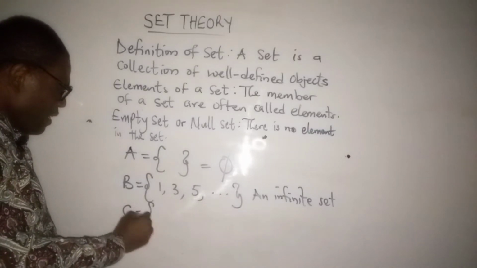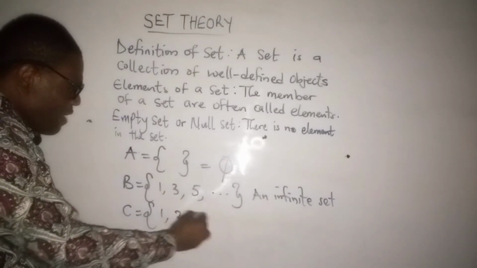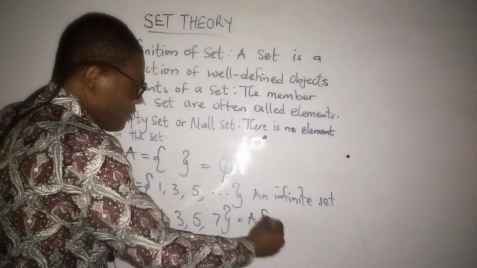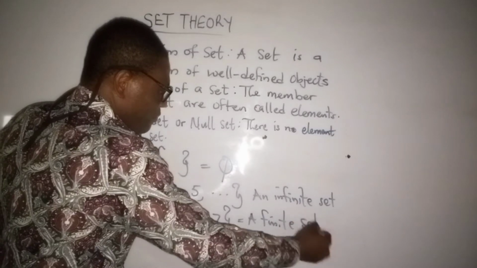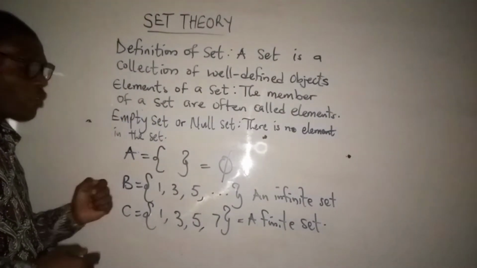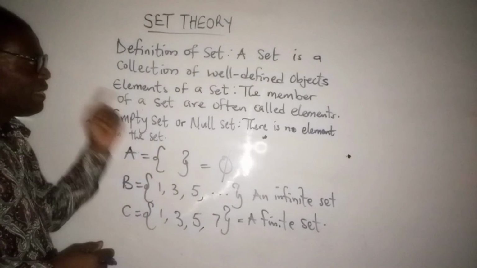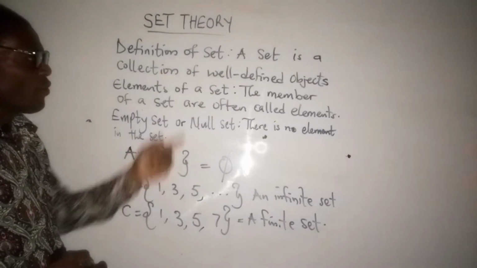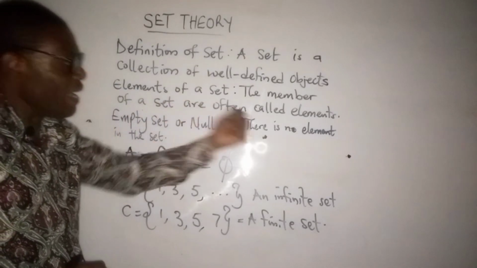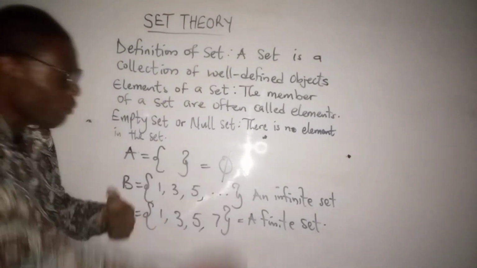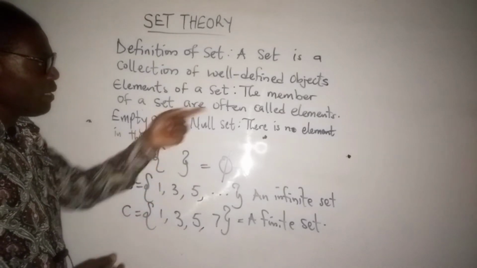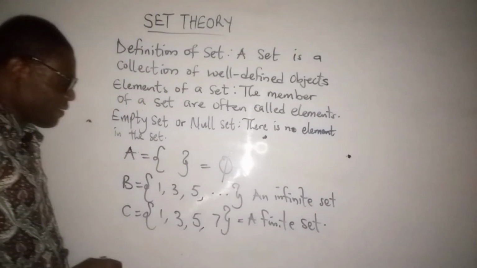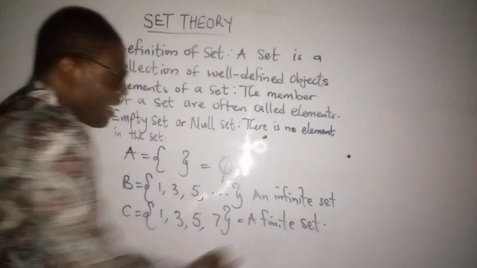If I have a C and I have 1, 3, 5, 7, this is a finite set. So it's important to know that a set is a collection of well-defined objects. And in a set, we have elements, and these elements can be counted. If you can't count them, then it is an infinite set. If you can count them, then it's a finite set.